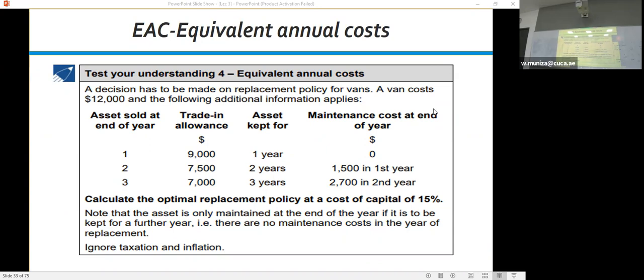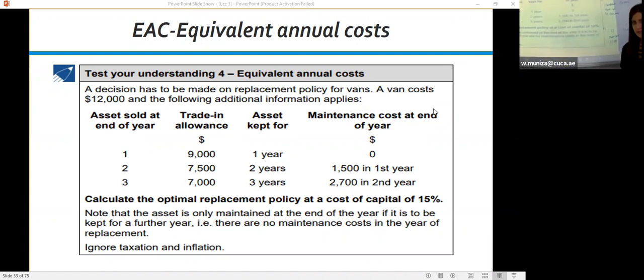Got it? So that's why we have not taken it over. Harshit, got it? Look, in the note they have mentioned, can you see the note? We could have taken it because for the second year it is there, but they are mentioning it is only maintained at the end of the year if it is to be kept for the further year. Since we are not keeping it for the third year, that's why we have not taken it over. Over here we have taken it for 2 years because we are keeping it for those years. Got it? Shall we move on?